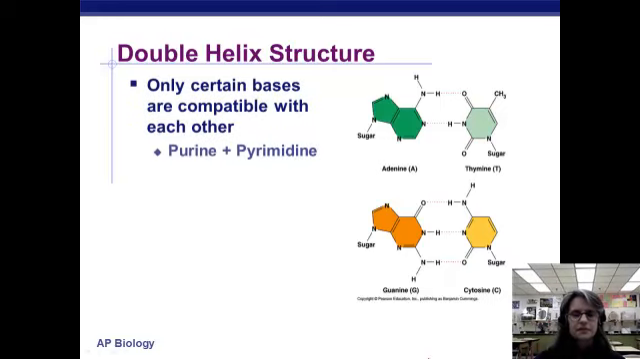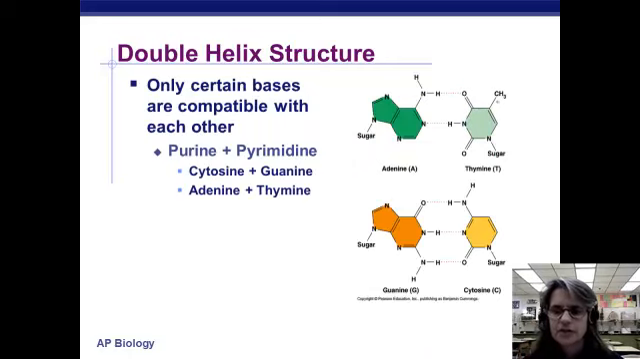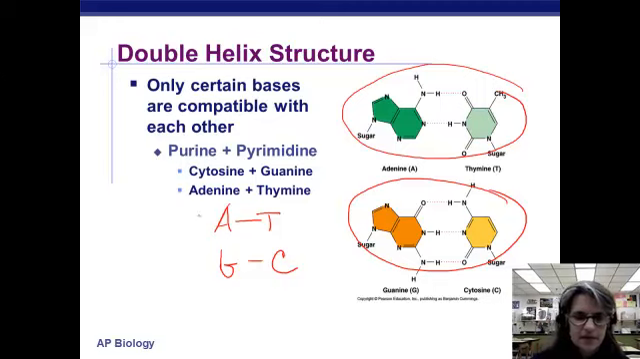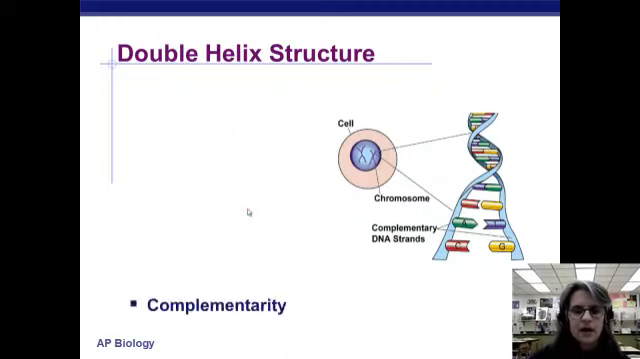All right, so this we already talked about. It's always purine plus pyrimidine, cytosine plus guanine, adenine plus thymine. This is showing you the relationship. Always remember, if you see A, you know T is on the other side as its complement. If you see G, you know C is going to be on the other side. And these bonds right there in between them are hydrogen bonds.